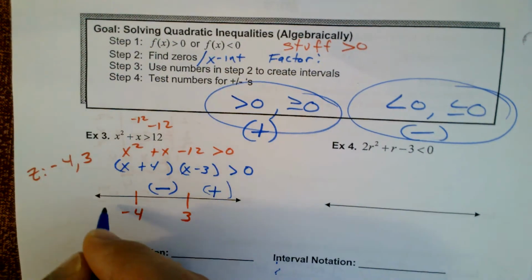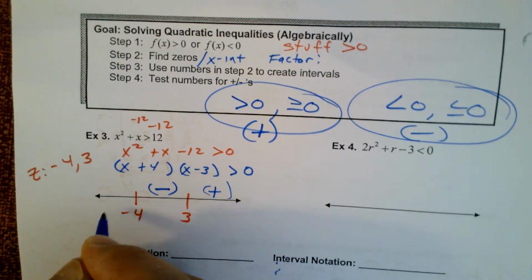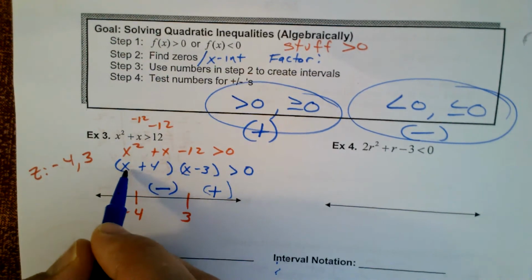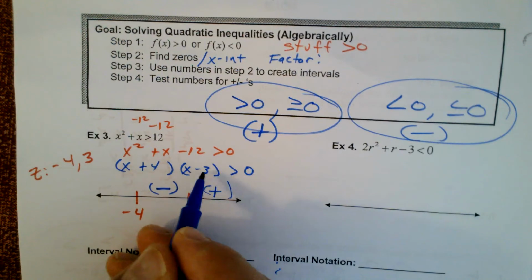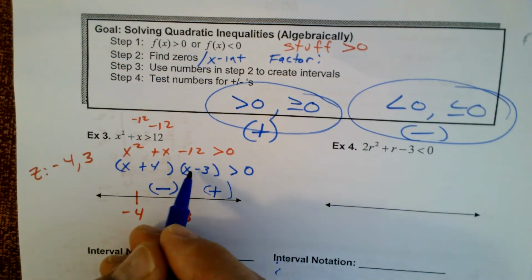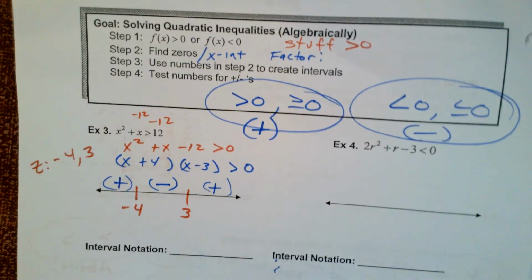And then I can do the exact same thing over here, like -5 or -6 to the left of -4. Plug that in. If I plug in -5 plus 4 is -1. -5 minus 3 is -8. I get -1 times -8. Negative times a negative is a positive 8.